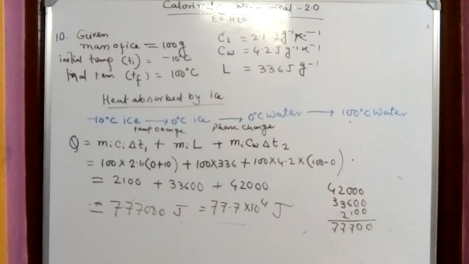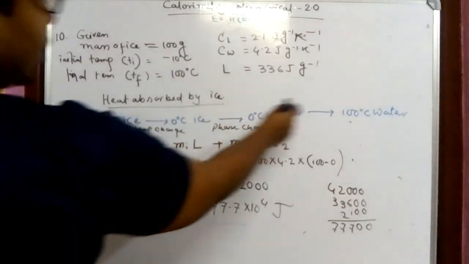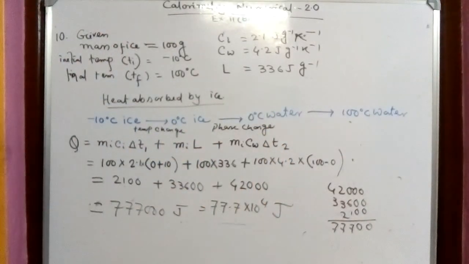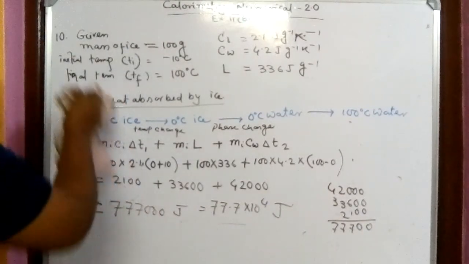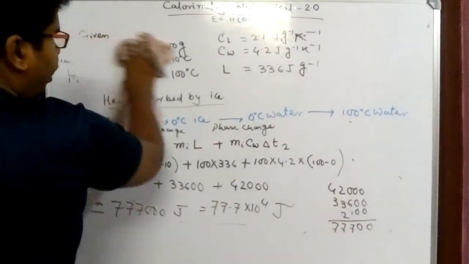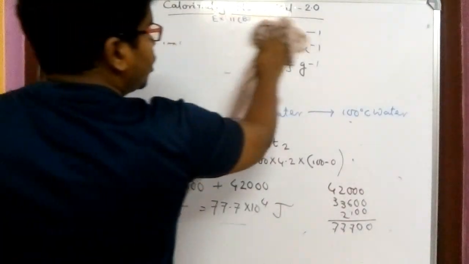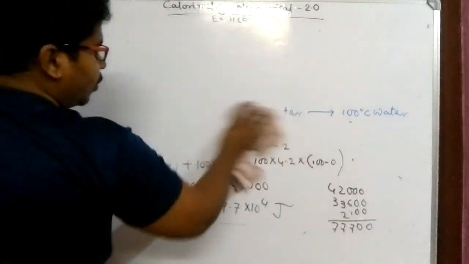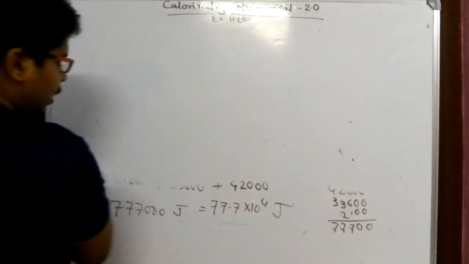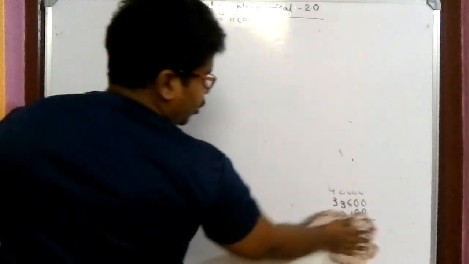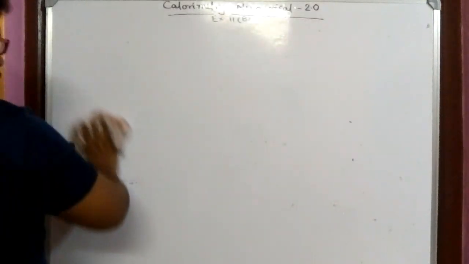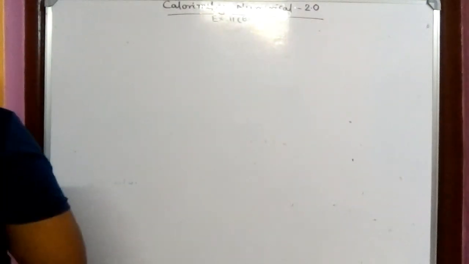If you do these steps first, then your numerical should be very much easier. Not losing much time, I'll go for the last numerical, and it is your task to do the rest of the numericals. It is given to you. If you have not understood it, just pause the video and see it once again. I think you will be able to understand.